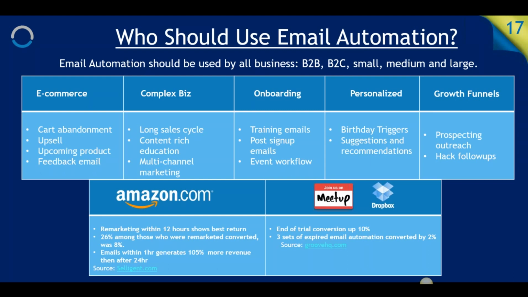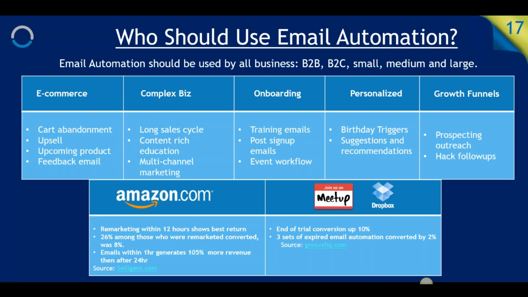Quick stats on email automation. So remarketing within 12 hours shows the best results. Email follow-ups within 1 hour, for instance, generates 105% more revenue than 24 hours. 26% amongst those who were remarketed converted. So if you've never really followed up with those who bounced off your sign-up process, or if you've never sent the abandonment emails for your shopping cart, you're probably losing out on potential sales.